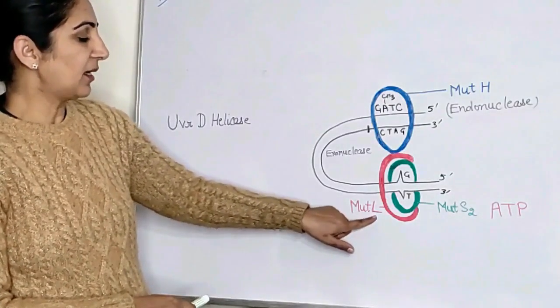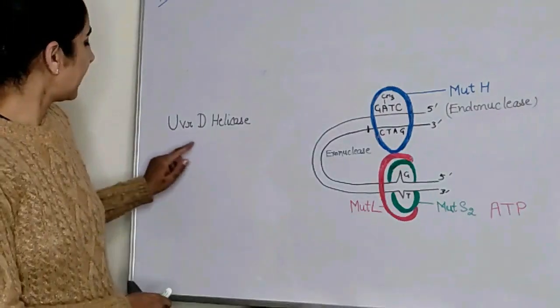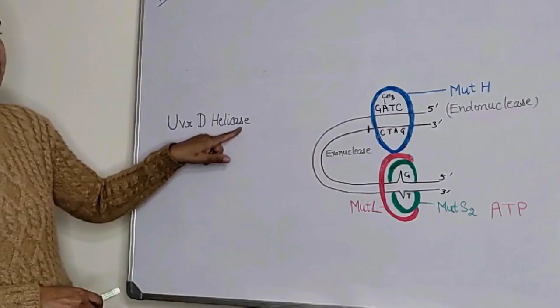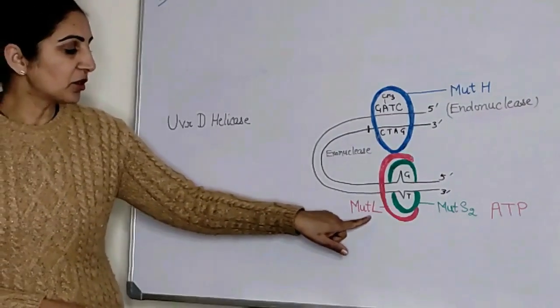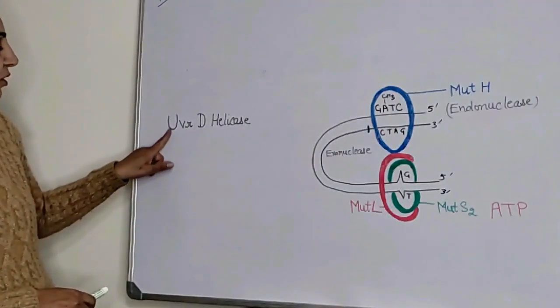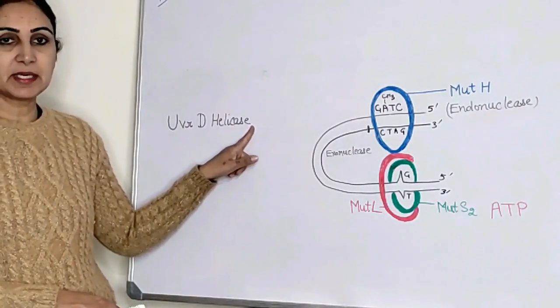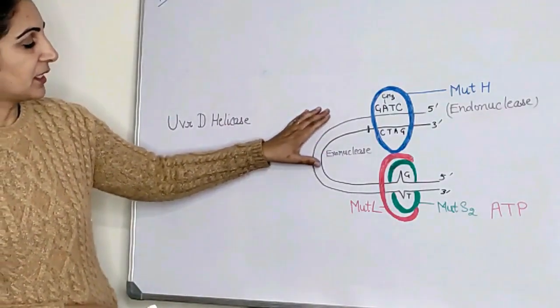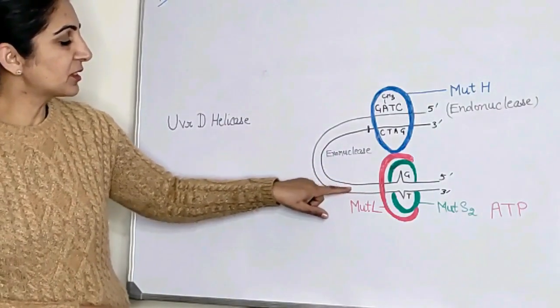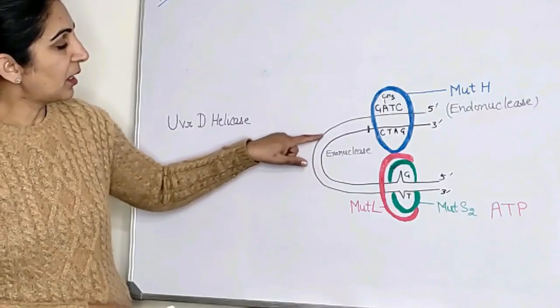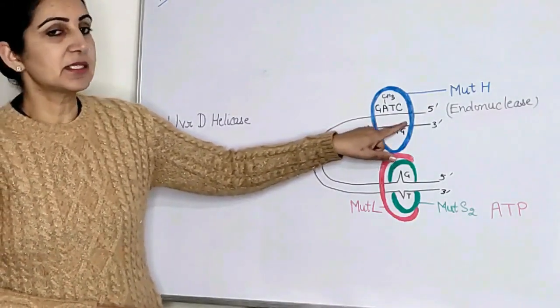This MutL causes the activation of an enzyme known as UvrD helicase. This UvrD helicase causes the unwinding of this double-stranded portion of DNA up to the GATC segment.